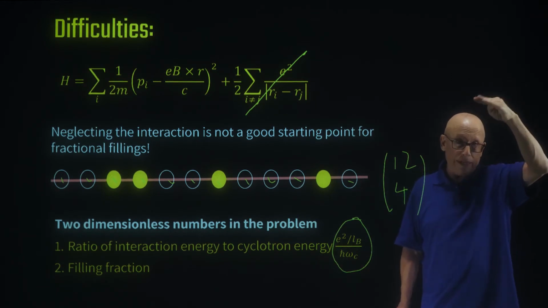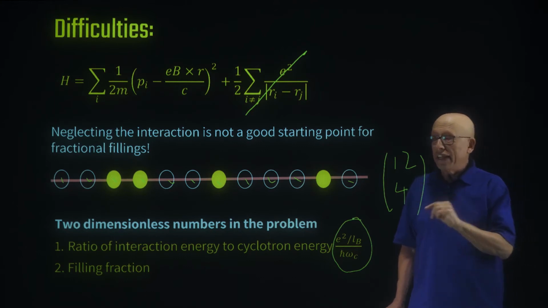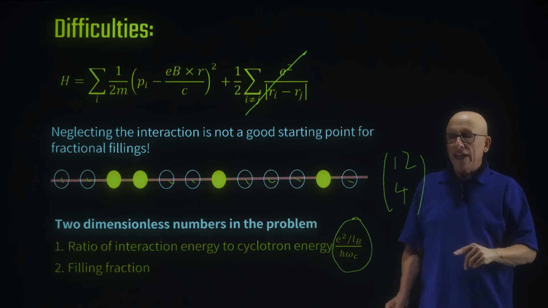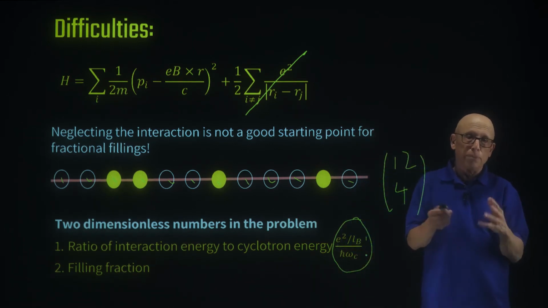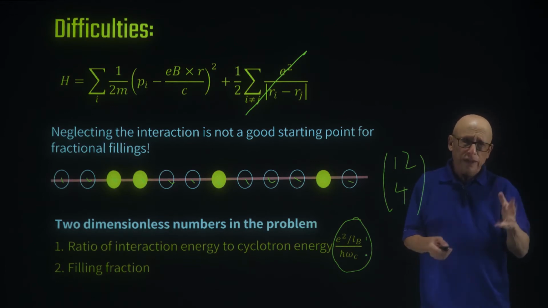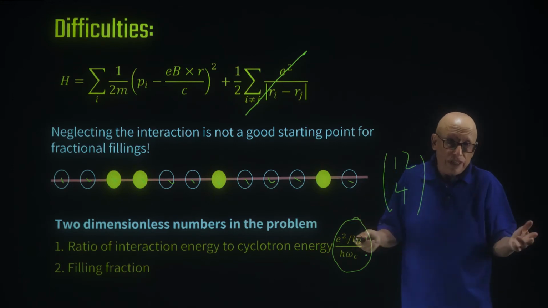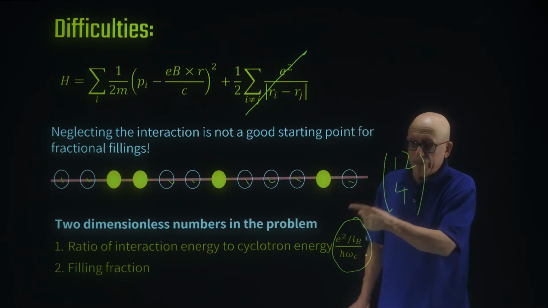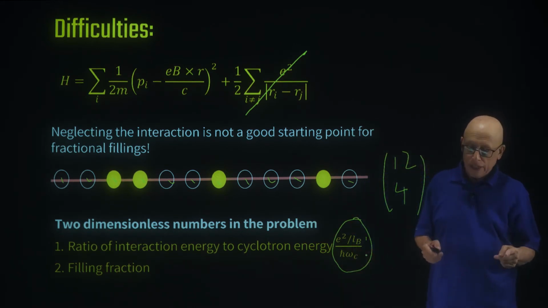The Coulomb energy scale divided by the kinetic energy scale. And the other one is the filling fraction. Both are dimensionless. This ratio is typically small compared to 1, not very, very small, but reasonably small. The filling fraction is just a fraction. As we already explained here, if the filling fraction is a fraction, taking this parameter to 0 is not going to help us. So we need a different approach.